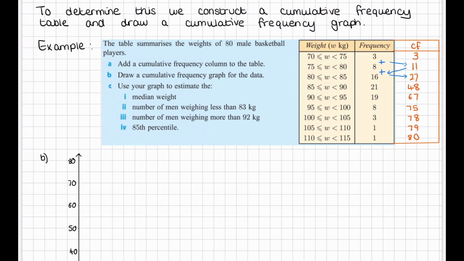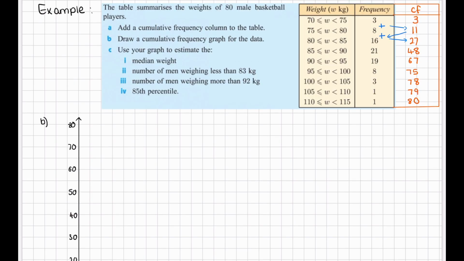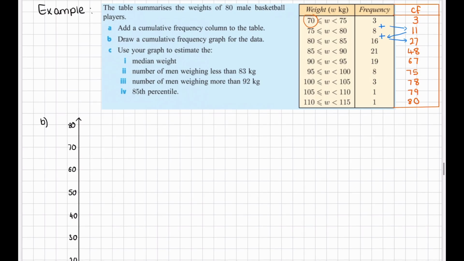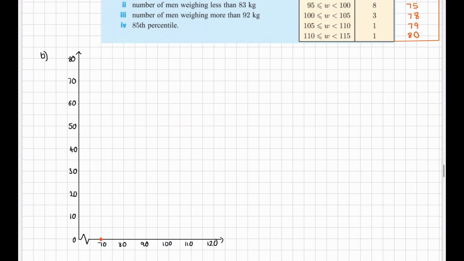Next, we want to draw the cumulative frequency graph for the data. So I've already drawn some axes up here. Now the question is as to where we plot the cumulative frequency values. And what we do is we actually plot them at the second number. So the first weight is between 70 and 75. At 70, we will start at 0, because at 70, to start off with, we had nobody, 0 frequency. So 70 is going to be our starting weight. That always starts at 0.